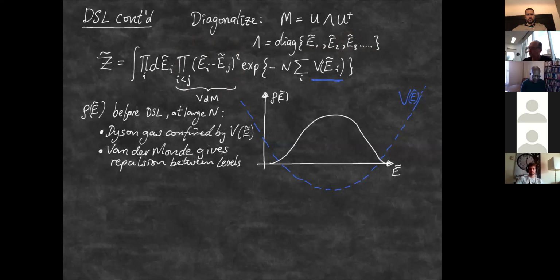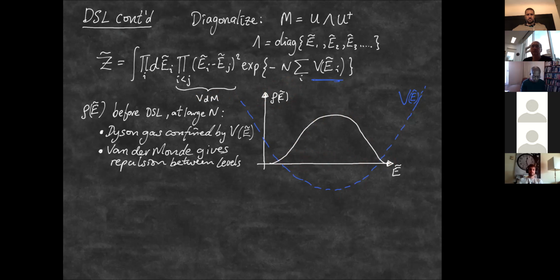And at large N, there's essentially a nice description in terms of what's called a Dyson gas, where you simply have a droplet of the eigenvalues located at some particular place on the line. And that intuitively comes from the blue curve here, that's the potential, which is trying to confine these eigenvalues toward the middle. But the Vandermonde determinant acts as a repulsion between eigenvalues. It forces the thing to spread out. And there's some balance. And at large N, you can describe that as this droplet described by this function rho.